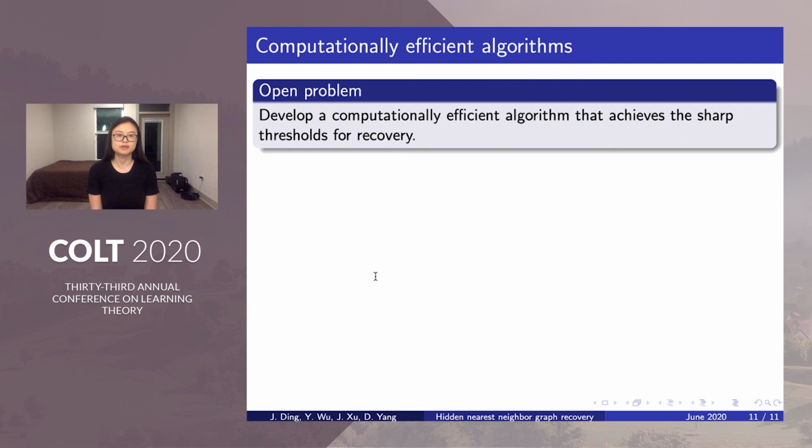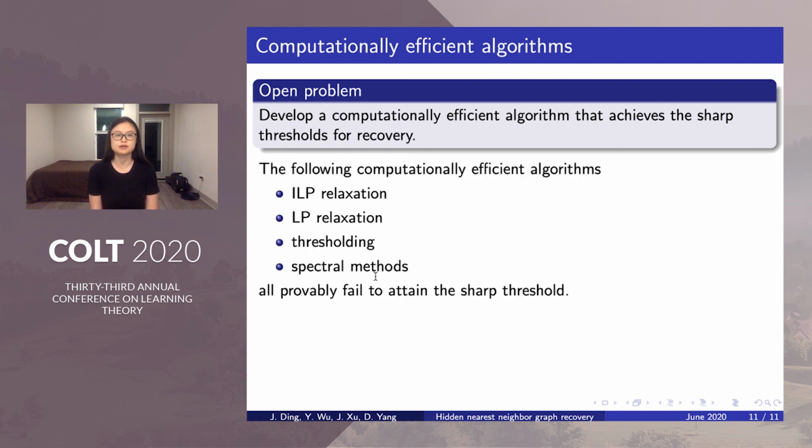Next, I would like to use the remaining time to discuss some computationally efficient algorithms. Even though the maximum likelihood estimator achieves the sharp threshold for recovery, it is not computable in polynomial time. And it is still an open problem whether or not we can develop a computationally efficient algorithm that also achieves these sharp thresholds. We looked into a few algorithms, including, for example, a relaxation of the maximum likelihood estimator to a computable integer linear program by dropping the constraint that x hat has to be a 2k nearest neighbor graph.